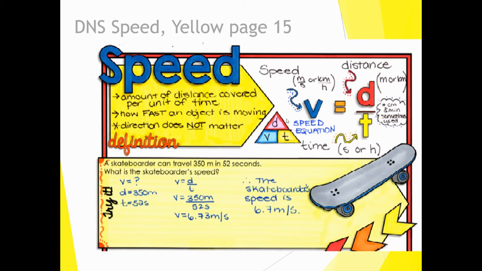So some of you may have used these triangles to help you with rearranging formulas. So we've got speed equals distance over time. Speed can be in meters per second or kilometers per hour. Time can be in seconds or hours. Distance can be in meters or kilometers. And sometimes we use centimeters and minutes, but for most of our stuff, this is pretty much the main units that we're going to be using.